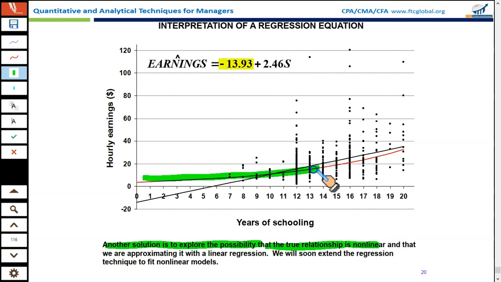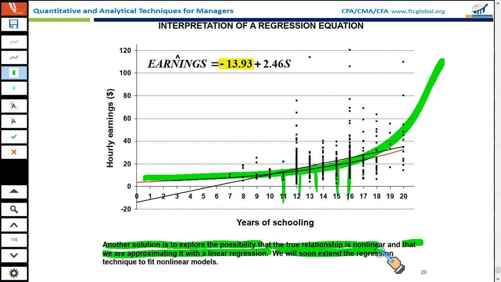It's curved. As you gain more years of university education, the earnings increase exponentially. That means that we are just approximating it with the linear regression. We will soon be extending the regression technique to fit non-linear models in a later lecture.